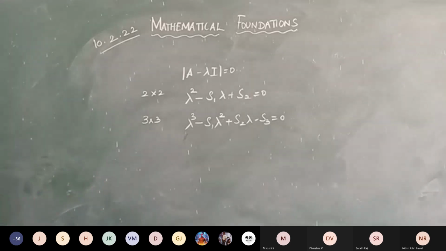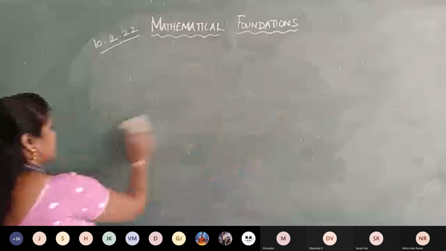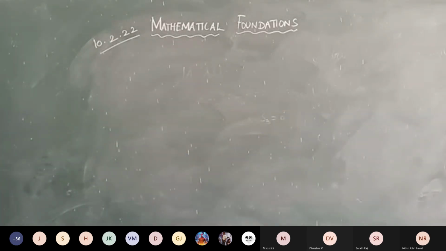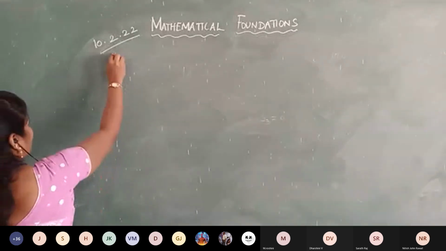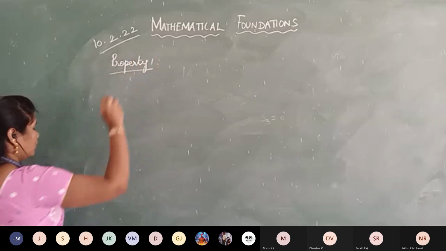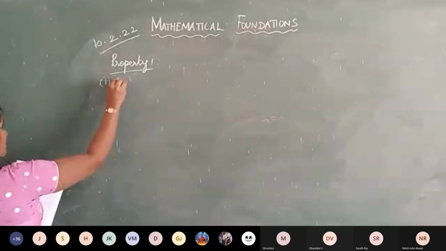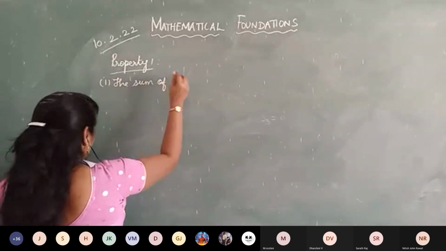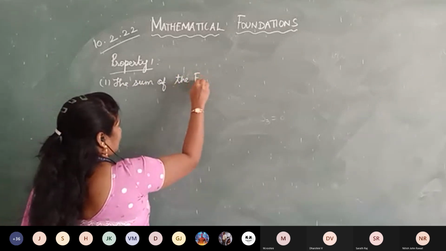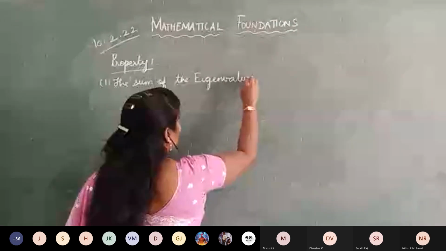So write your today's date, and write your heading as properties of eigenvalues and eigenvectors. So in that, your property 1. Your first property itself has 2 subdivisions. That is the sum of the eigenvalues. The sum of the eigenvalues of a matrix.